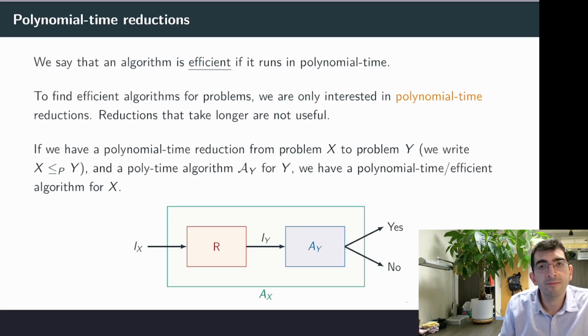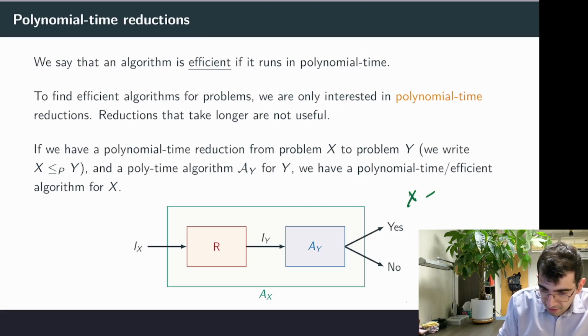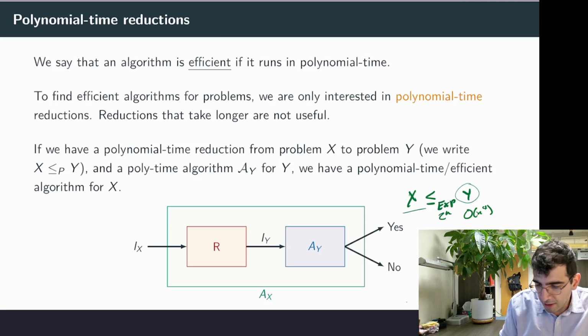Why aren't they useful? Because remember our reduction. Let's say x, and then we have, instead of polynomial, we have exponential here. So remember that our reduction said that if y had an algorithm that ran in something, let's say y runs in O of n to the 4th time. And let's say this exponential reduction goes in 2 to the n time. Okay? So what does x run as? The algorithm for x runs in O of 2 to the n to the 4 time.